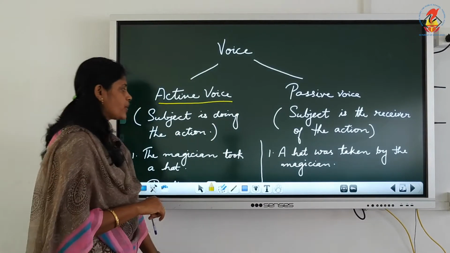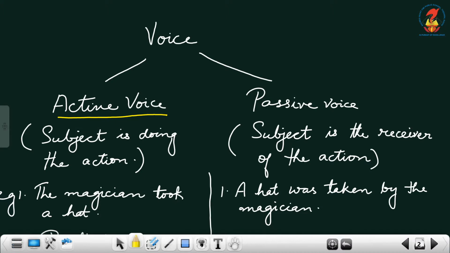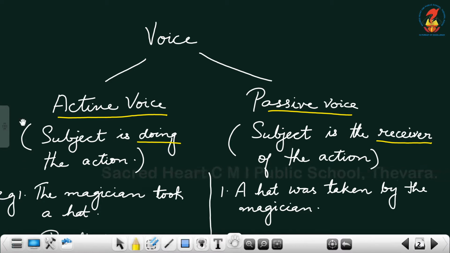In an active voice the subject is doing the action, and in the passive voice the subject generally receives the action. Here the subject is doing the action, he is performing the action, and in the passive voice the subject generally receives the action. Let's see some examples here.